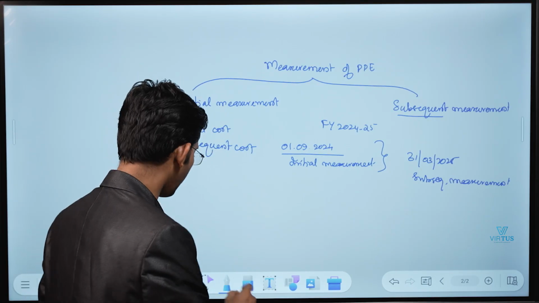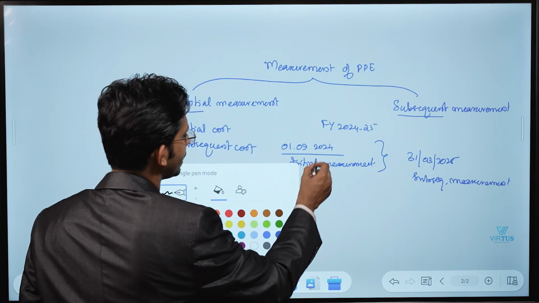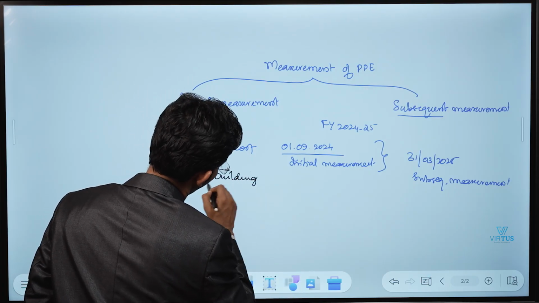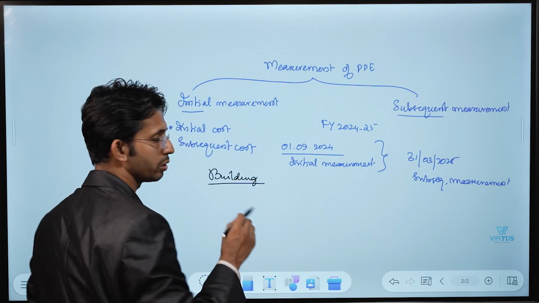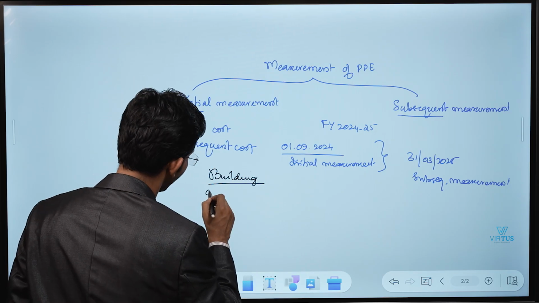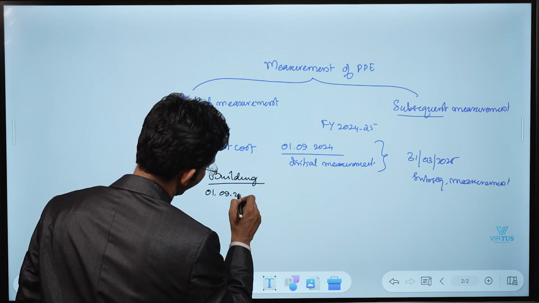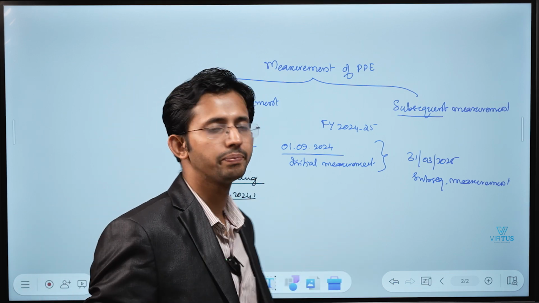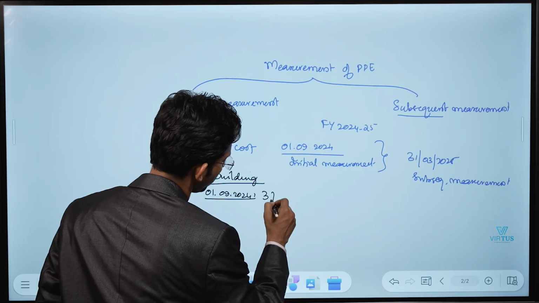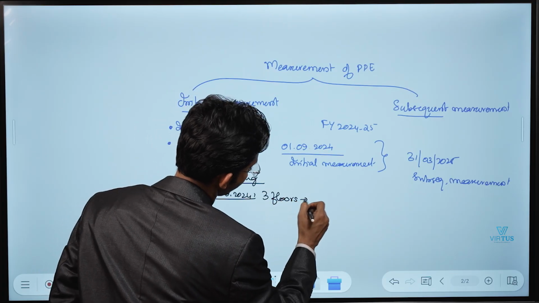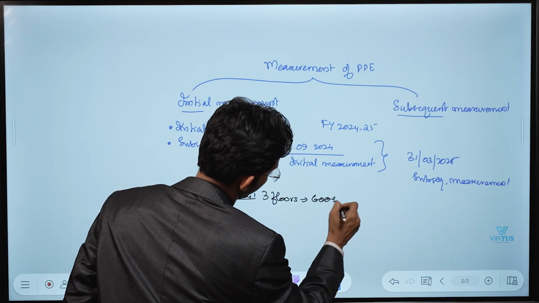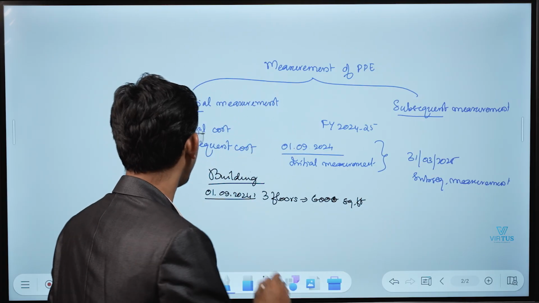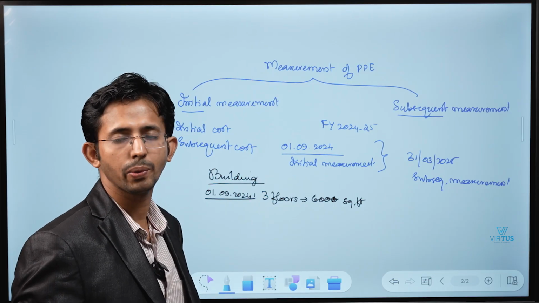Okay, I will give you an example over here. Suppose let's take the case of a building. A building was constructed and the construction was completed on, let's say, 1st September 2024. On 1st September 2024 the building is ready. It has got, let's say, 3 floors, and let's say 6,000 square feet. This is the building, and the construction was completed on 1st of September 2024.